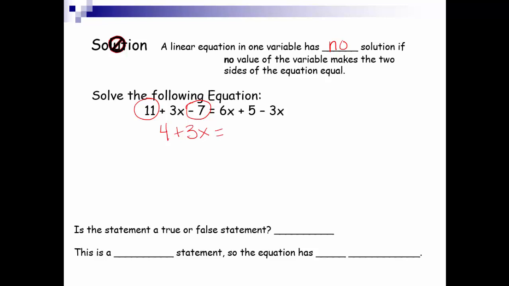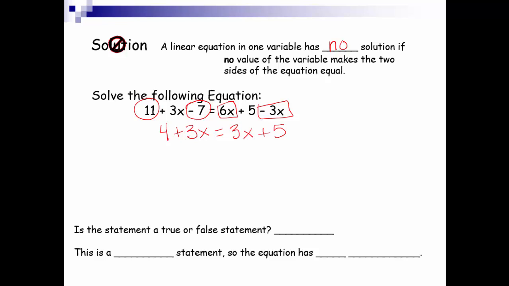Now let's take a look at our right side. On the right side, my like terms include this 6x here and a negative 3x here. Remember to always include the sign that goes in front of the number to make sure that you're doing the correct operation. So I actually have 6x minus 3x. So that leaves me with 3x. Notice I still have a positive 5 here. This positive 5 I cannot combine with anything because it doesn't have any like terms. It's a constant. So I'm left with 4 plus 3x equals 3x plus 5.